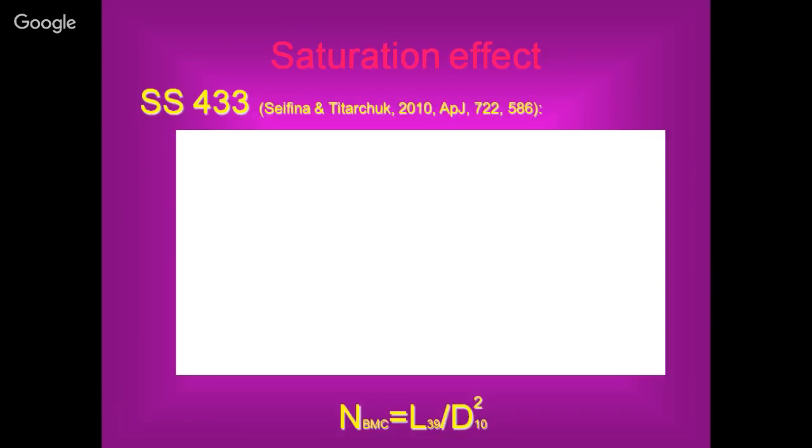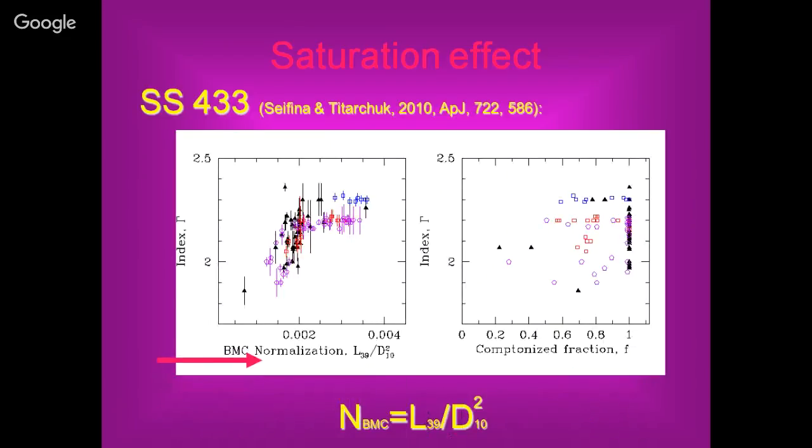Okay, now I said 4U 1543. Antonio Mikhailovich is not here, but anyway, we found evolution of index versus the normalization of the so-called broken power law, which is proportional to mass accretion rate. You see the evolution of index versus this normalization, which I told you is proportional to m dot; it increases and then saturates. And this depends on the so-called Compton cloud illumination fraction. No correlation here. Anyway, I'll show you some results.